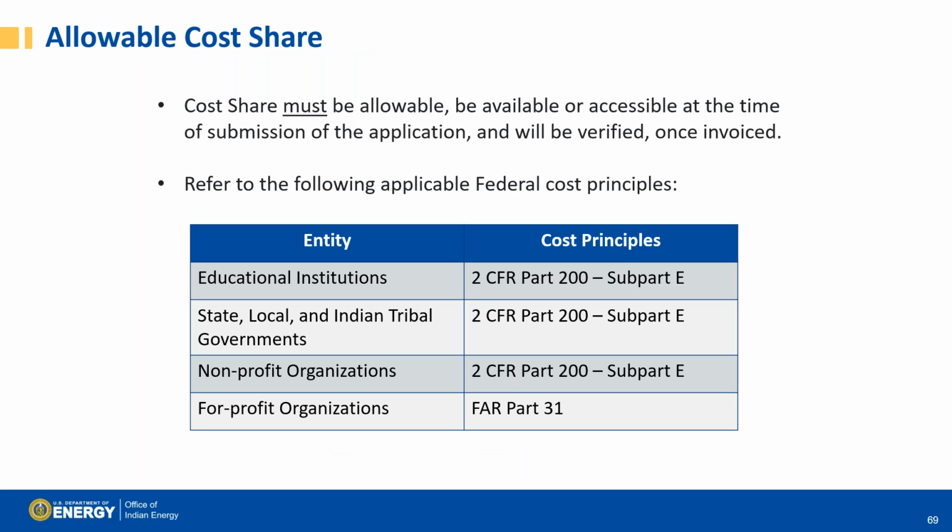I guess that wasn't the final word because, again, cost share, as I just said, must be allowable, be available or accessible at the time of submission of the application, and will be verified once it is invoiced. Please refer to this chart here. It is for your entity's applicable cost principles. It is imperative that you follow the applicable cost principles when creating your budget for the application. And you can see that for state, local, and Indian tribal governments, it's under 2 CFR Part 200, Subpart E.